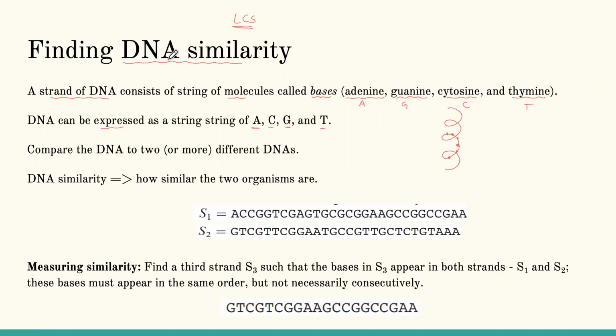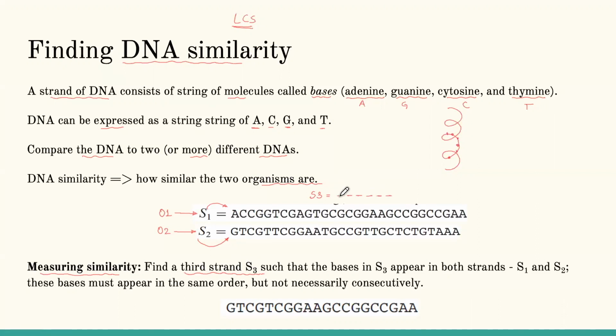Now, in the DNA similarity finding problem, what we would like to do is compare a DNA to two or more different DNAs. Typically, we have organism 1, which has a strand S1 that looks something like this, and then we have organism 2 with a strand S2 that looks something like this. To see how similar these two organisms are, we want to measure the similarity between these two strands. So basically what we want to do is find a third strand, S3, that has these characters in it.